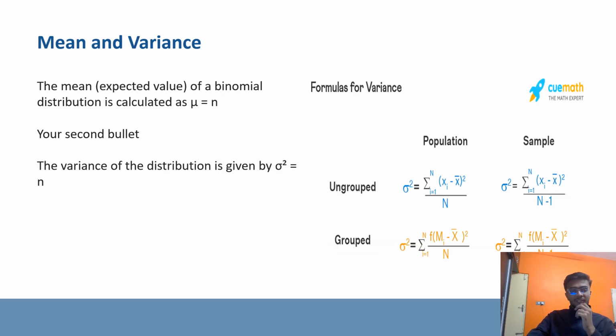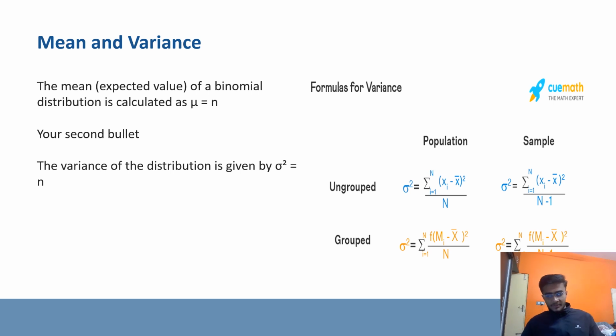Next we have mean and variance. The mean, the expected value of a binomial distribution, is calculated as mu equals n. The second bullet, the variance of the distribution, is given by sigma square equals n.